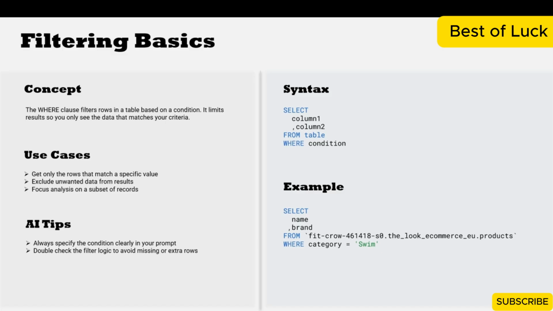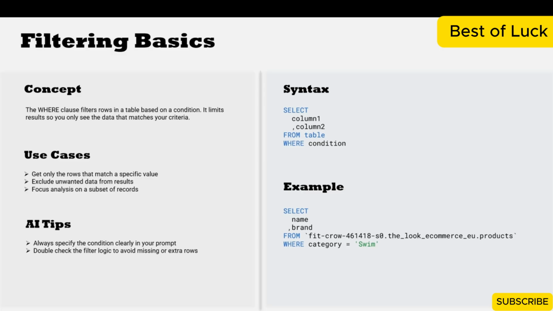Let's talk about a few use cases. Filtering is essential anytime you want to get only the rows that match a specific value. For example, you might want to find all customers from a single country. Filtering is also used to exclude unwanted data. If you do not want test accounts or inactive users, you can filter them out. And filtering is what allows you to focus your analysis on just a subset of records instead of working with everything all at once.